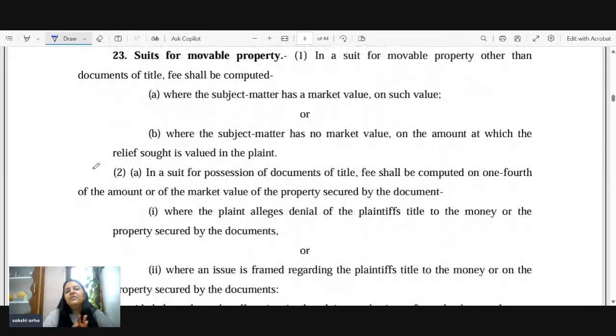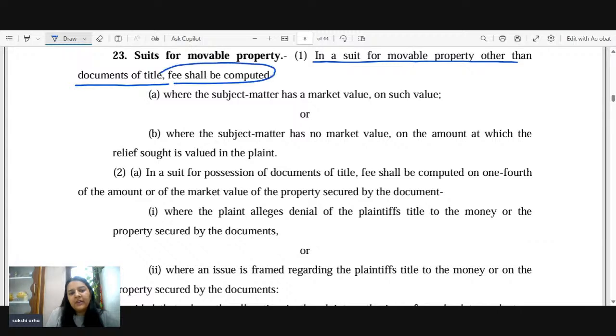23 is again very important, suits for movable property. Okay, so when there is a movable property, how fees will be calculated. So it says in a suit for movable property, other than documents of title, fee shall be computed. If you are filing a suit for movable property, other than document of title को छोड़ के अगर आप किसी movable property के लिए suit file कर रहे हो, okay, what will be the fee for that? So fee shall be computed where the subject matter has a market value, then on such value.